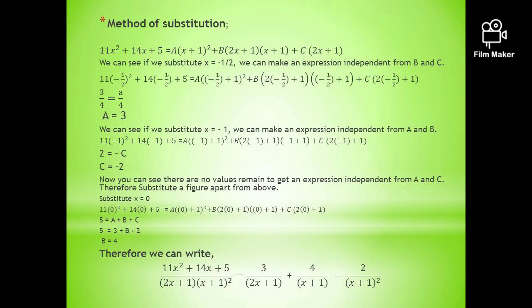Similarly, in the previous question, there is no other term where you can make an expression independent from A and C both. Therefore, I will use the substitution x equals 0. With that, you will obtain 5 equals 3 plus B minus 2. With that, you can obtain B equals 4. Then you can write the final answer as 11x squared plus 14x plus 5 over (2x plus 1)(x plus 1) squared equals 3 over 2x plus 1 plus 4 over x plus 1 minus 2 over (x plus 1) squared.